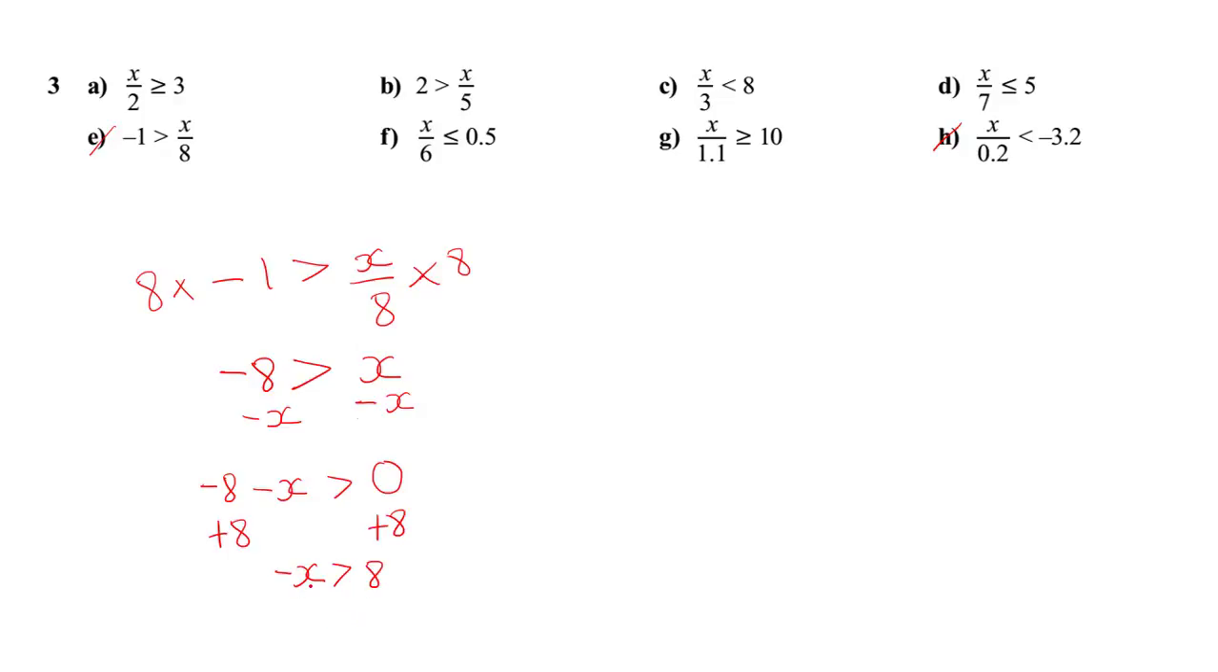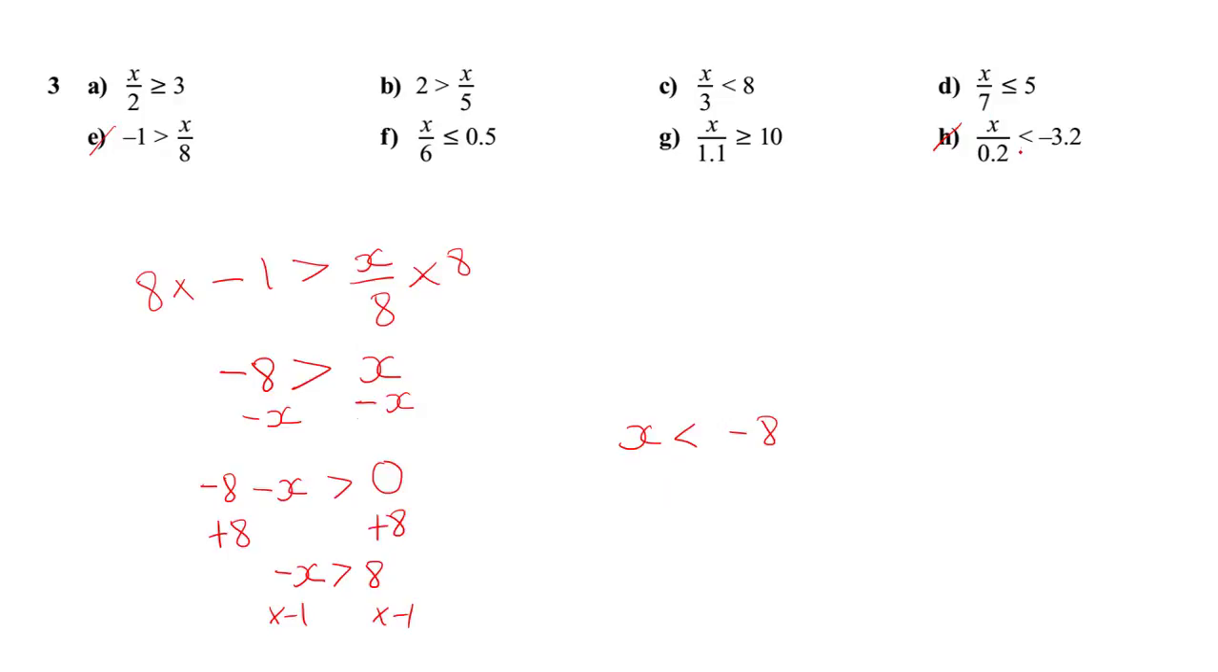Okay. Now I want x, not negative x. So I'm going to times this side by negative 1 and times that by negative 1. Do the same both sides. So negative x times negative 1 becomes x. And 8 times negative 1 becomes negative 8. And this sign flips, becomes less than. Okay, so that's the answer to that.